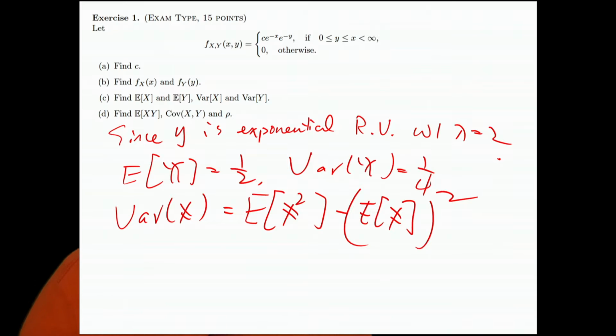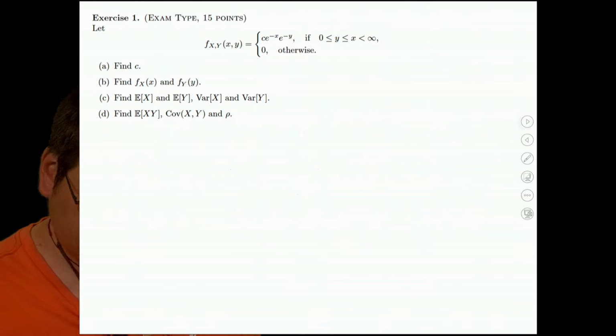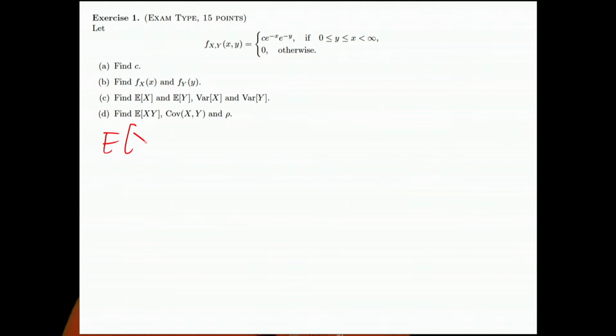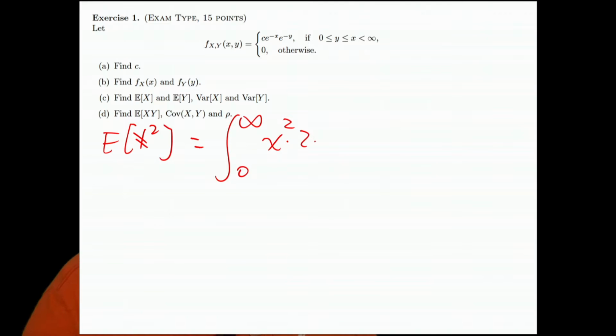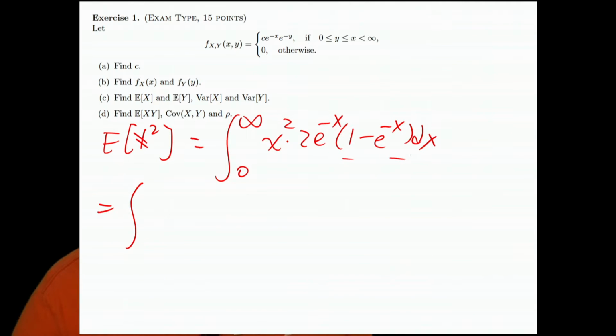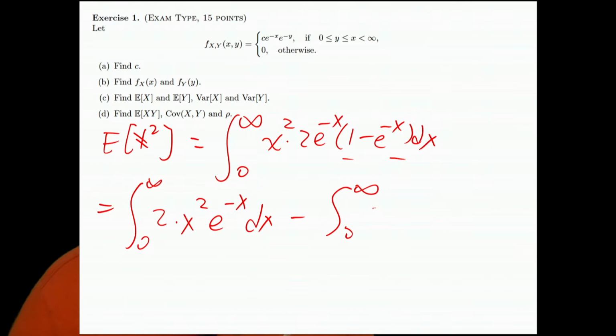Then you need to find this. Again, I want to find the expectation of x squared, which is 0 to infinity, x squared times 2 times e to the minus x, 1 minus e to the minus x dx. Here I can have two parts. So it's 0 to infinity, 2 times x squared e to the minus x dx minus x squared e to the minus 2x dx.